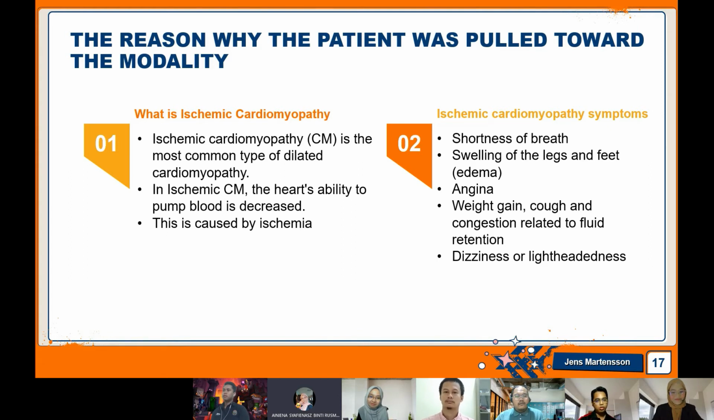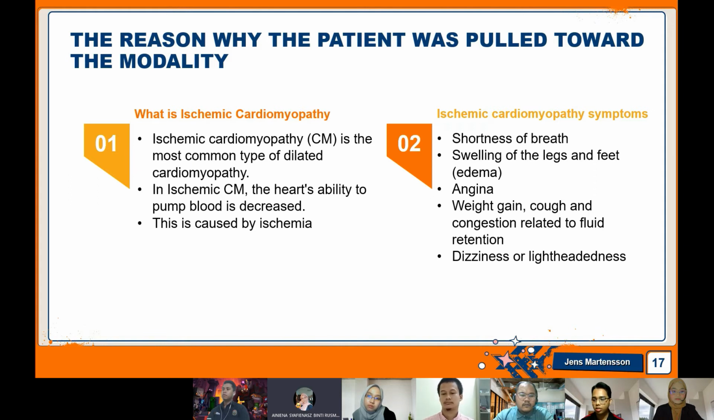Ischemic cardiomyopathy is the most common type of dilated cardiomyopathy. In ischemic cardiomyopathy, the heart's ability to pump blood is decreased because the heart's main pumping chamber, the left ventricle, is enlarged, dilated, and weak. This is caused by ischemia, which is a lack of blood supply to the heart muscles, caused by coronary artery disease and heart attacks.